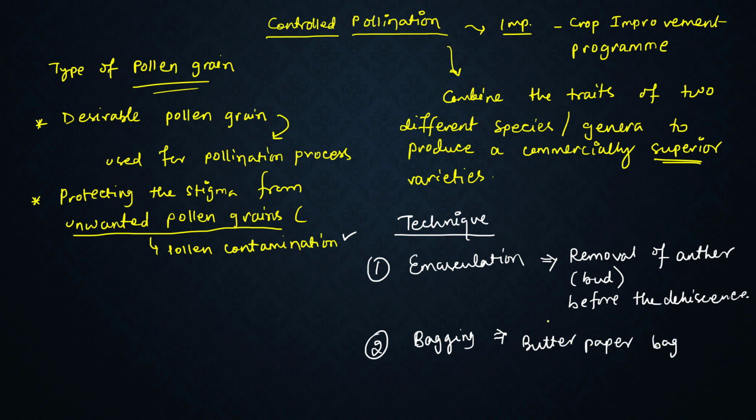Another thing that I forgot to tell you is that in emasculation we can use forceps, or even scissors, or there are other methods also, but using forceps is one of the easier techniques to achieve the emasculation process.